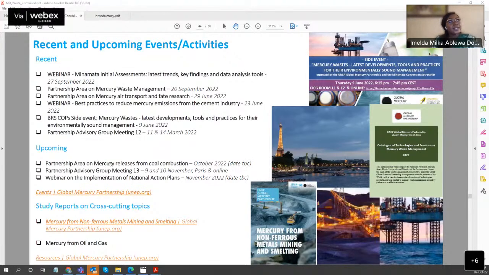Back in June as well, under the Basel, Rotterdam, and Stockholm Convention COPs, we organized a side event on mercury waste on the latest developments, tools, and practices for the environmentally sound management of mercury waste. And then we had the PAG, the Partnership Advisory Group meeting. It held its 12th meeting back in March this year.